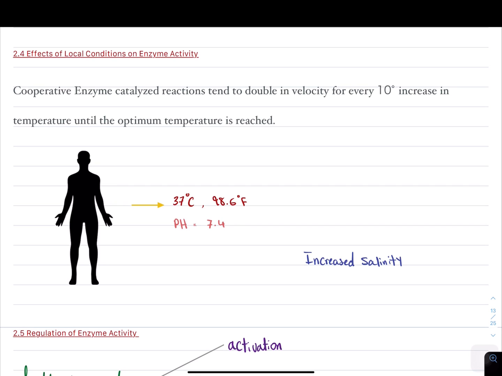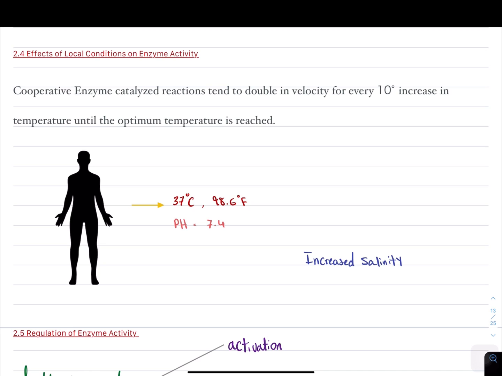So enzyme catalyzed reactions tend to double in velocity for every 10 degrees Celsius increase in temperature until the ideal temperature is reached. For example, the ideal temperature for the human body is 37 degrees Celsius or 98.6 degrees Fahrenheit. So anything above that temperature will cause the enzyme to denature, and so the activity of the enzyme becomes zero very quickly. But also some enzymes do have this ability to basically regain their function when they are cooled down.